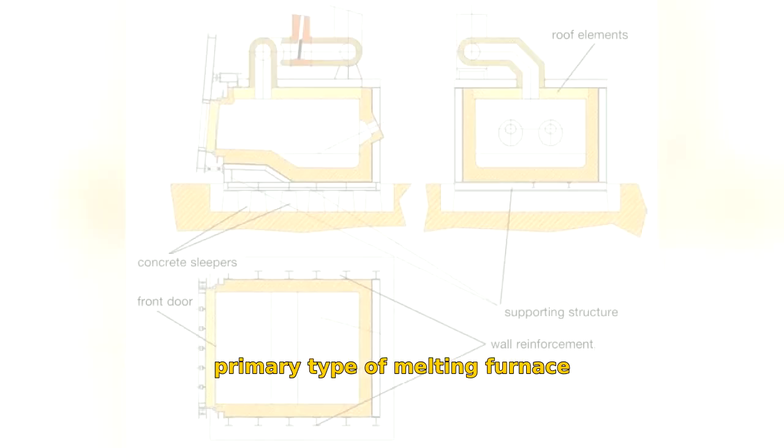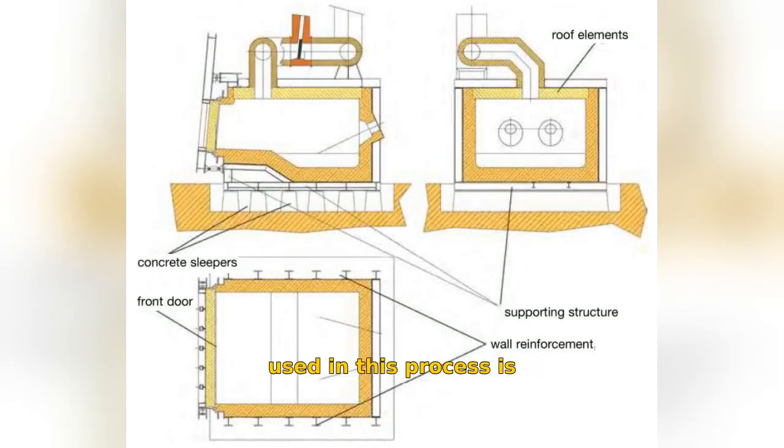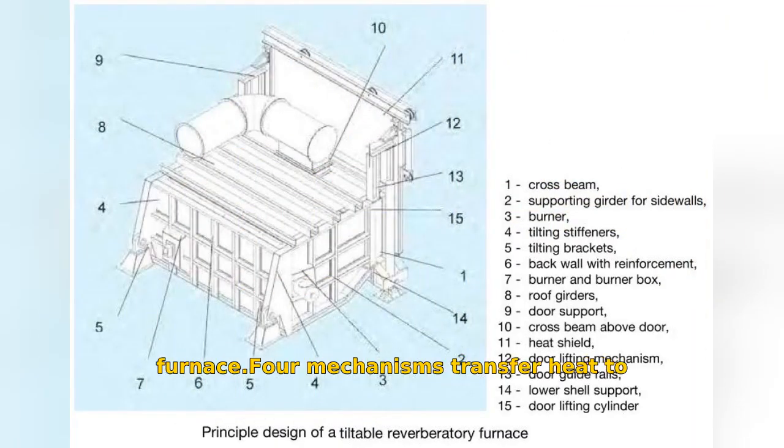The primary type of melting furnace used in this process is the gas reverberatory furnace, which can be stationary or tiltable, allowing for efficient remelting of aluminium. A tiltable aluminium remelting furnace.